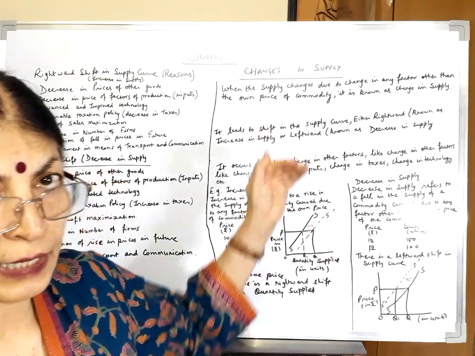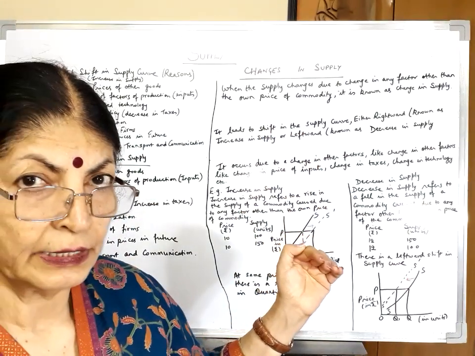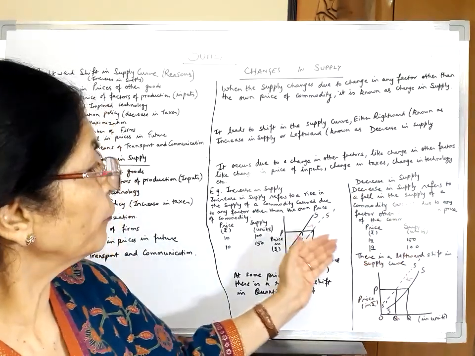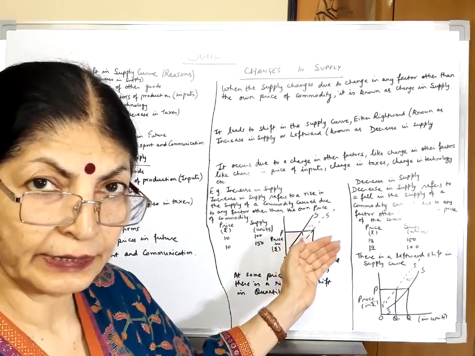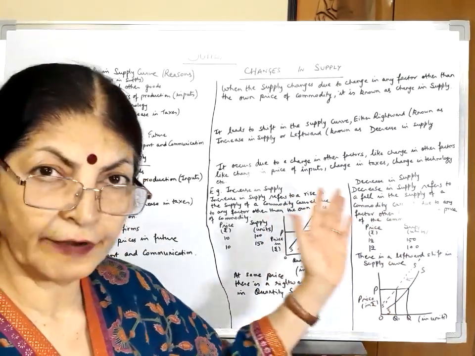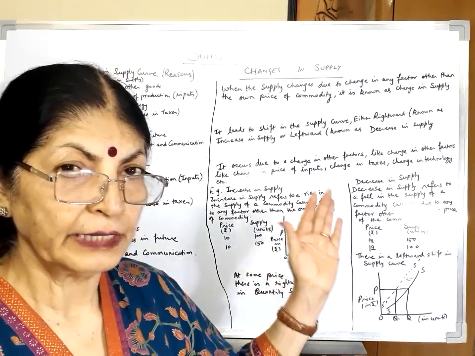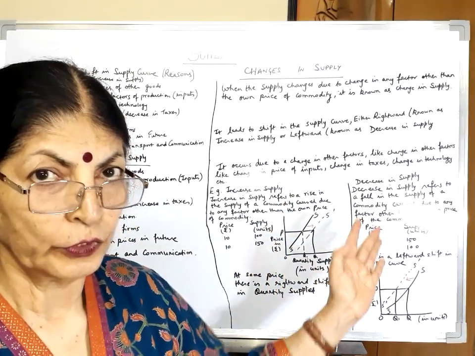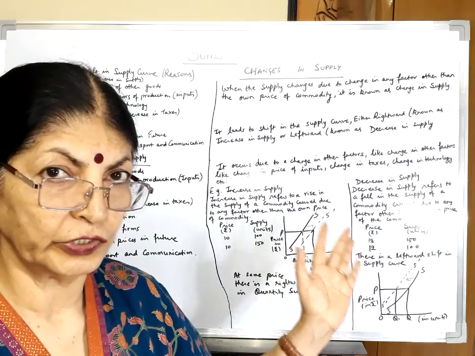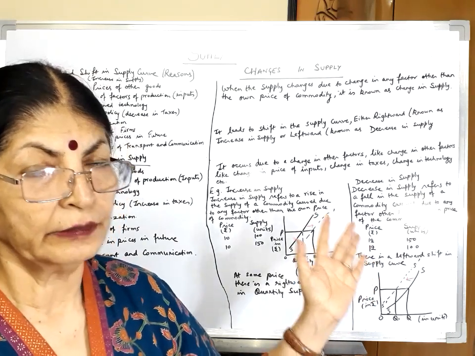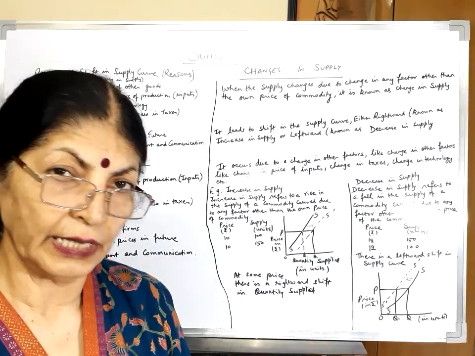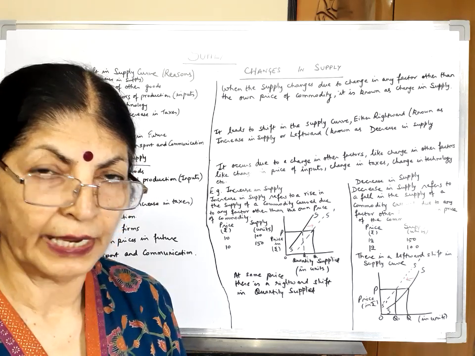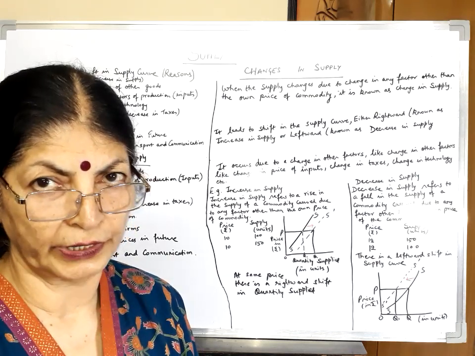So we have discussed all the factors that affect a rightward shift of the supply curve, that is increase in supply, and a leftward shift of the supply curve, that is decrease in supply. So these are the various factors of changes in supply which occur on account of changes in any of the factors that affect supply except the price of the commodity.